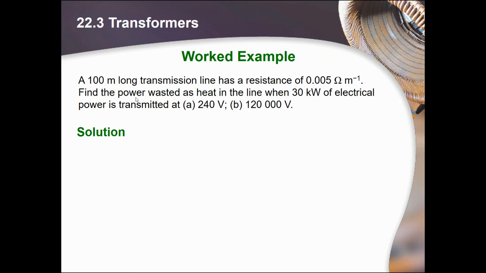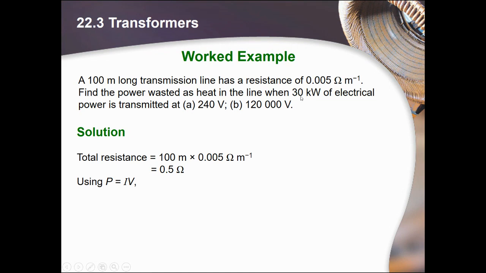I squared R. So the first step, I can find the resistance first because I need I squared R. The total resistance will be 100 meters times 0.005, because 0.005 is ohm per meter. So I get 0.5 ohm. This is the resistance of the transmission line. Next, I want to find I, because power loss is I squared R, so I need to find I.